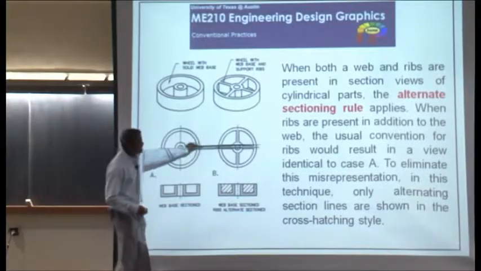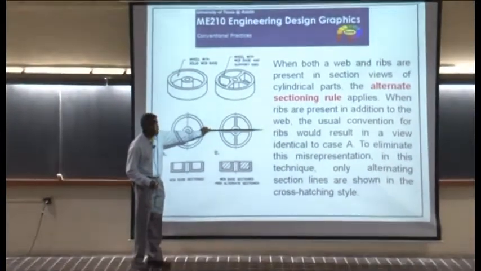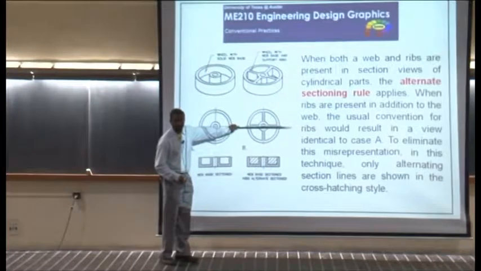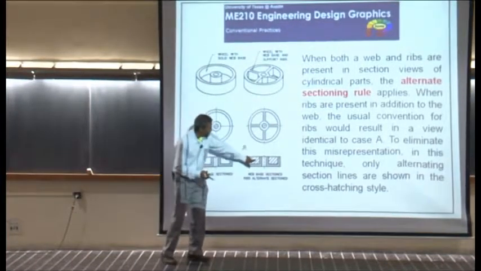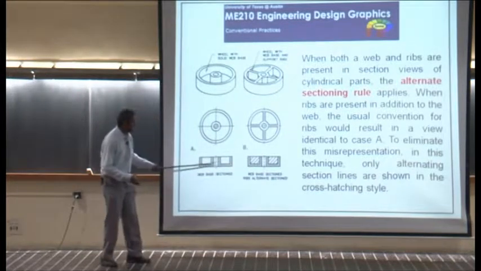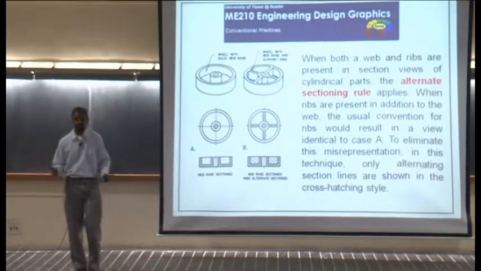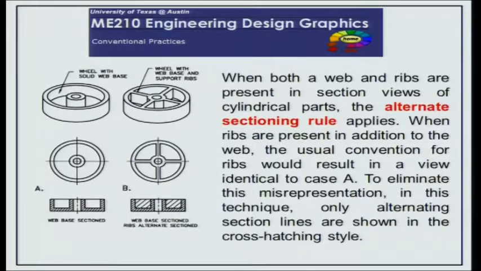Even if the section plane is passing through these ribs, or even if the section plane is parallel to these ribs, we have to section it, because if you don't section this guy and this guy, this section view would be identical to this section view. That would give you the impression that you have only a web and not ribs or spokes in there. Okay? All right. When ribs are present in addition to the web, the usual convention for ribs would result in a view identical to case A, which is what this means to eliminate: this misrepresentation.